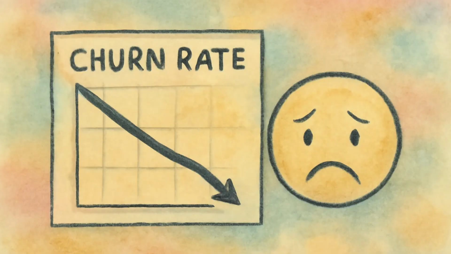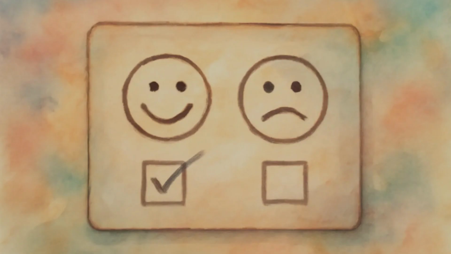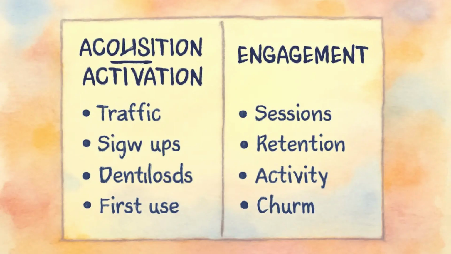The key is not to track everything. Track only what matters to your hypothesis. If you're testing whether users will sign up, focus on acquisition and activation. If you're testing engagement, focus on retention and feature usage.